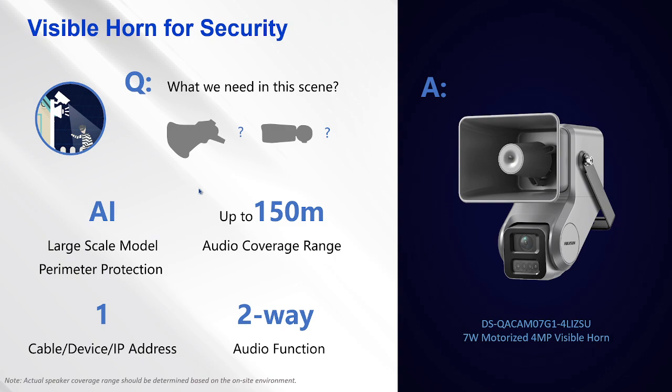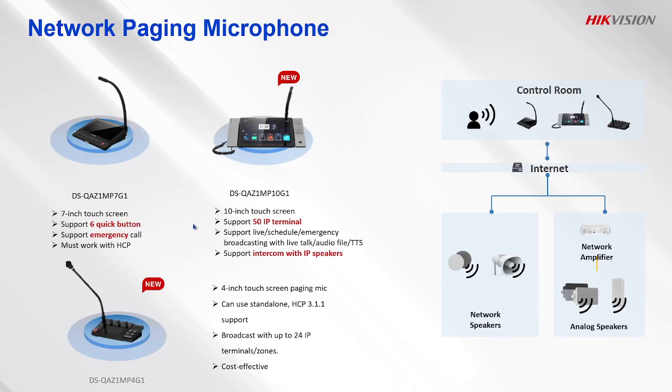Then the range for this speaker is 150 meters, giving you a device with 1 IP address, 1 cable, 1 device. So you don't need to buy the camera and speaker separately. Then you have the two-way audio function. Remember what the two-way audio function is. Then you have the network paging microphone. We also have this in a variation for desktop mounting.